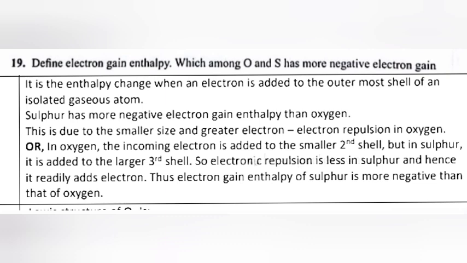This is due to the smaller size and greater electron repulsion in oxygen. In oxygen the incoming electron is added to the smaller second shell, but in sulfur it is added to the larger third shell. So electronic repulsion is less in sulfur and hence it readily adds an electron. Thus, electron gain enthalpy of sulfur is more negative than that of oxygen.